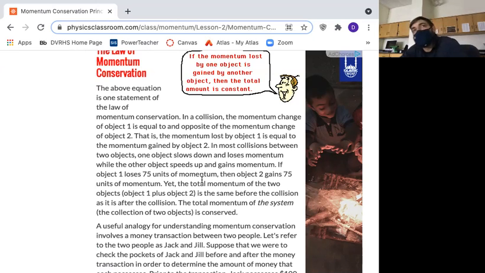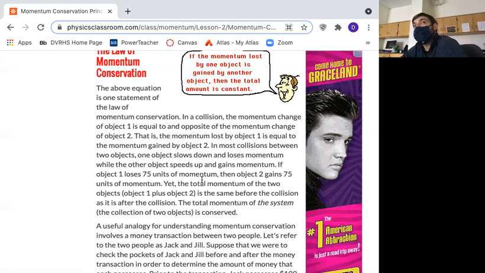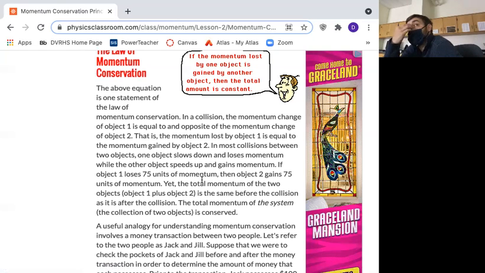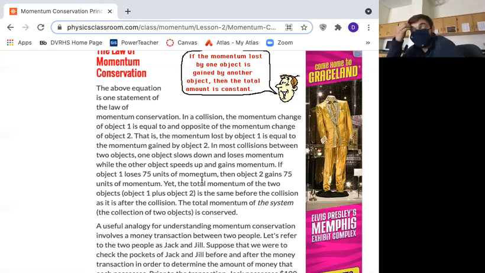In most collisions between two objects, one object slows down and loses momentum while the other speeds up and gains it. If object 1 loses 75 kilogram meters per second of momentum, then object 2 gains 75 kilogram meters per second of momentum. Yet the total momentum of the two objects is the same before and after the collision. The total momentum of the system is conserved.